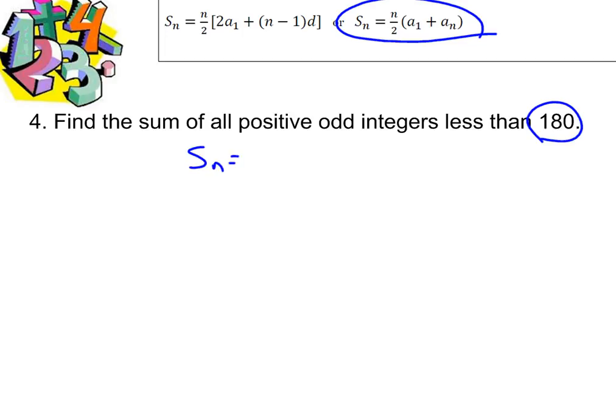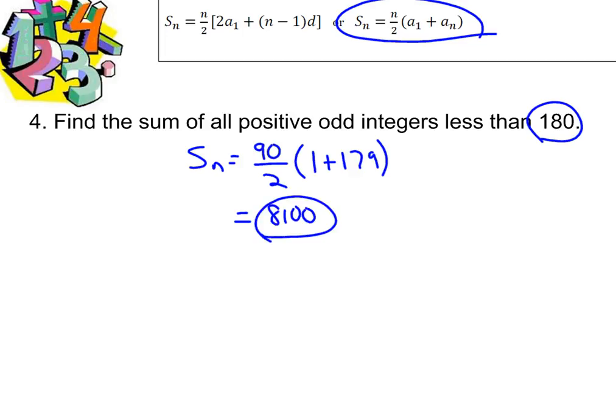I know that there are 90 positive odd integers between 1 and 180. I also know that the first positive odd integer is 1, and I know the last positive odd integer is 179. So anytime I know the first and last, I can do this, and that's what I want to do. So I want to take 180 times 90 divided by 2, which is 45. So the sum of that is going to be 8,100, and that's all there is to it.